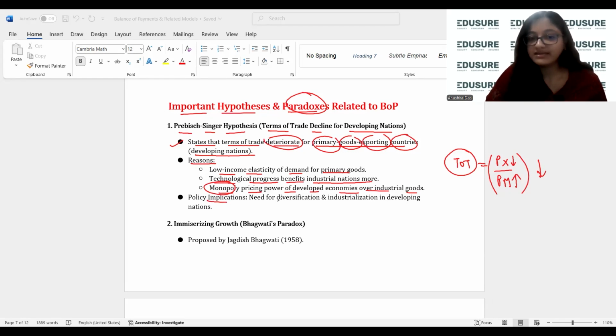So policy implication: need for diversification and industrialization in the developing nations. So we cannot only rely on exporting primary goods. We have to start manufacturing our own goods. We have to be Atmanirbhar, basically.